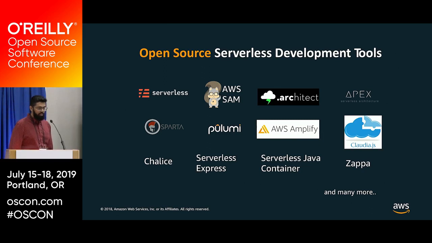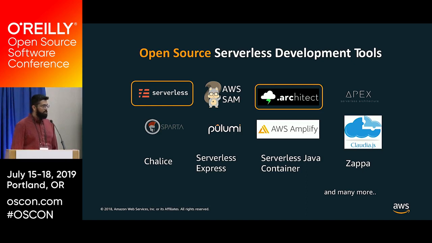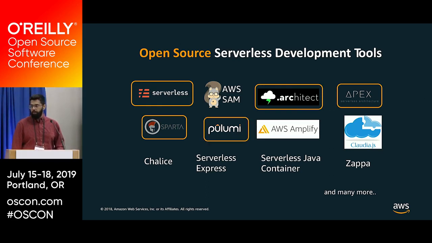They have over 30,000 stars on GitHub, and I think they have over 500 contributors. Architect is a simple DSL that you write to define your serverless applications. Apex helps you manage Lambda functions. Sparta lets you write Golang code to provision resources in the cloud. Pulumi is similar, but with multiple languages. Claudia and Zappa are JavaScript and Python frameworks to provision serverless applications.